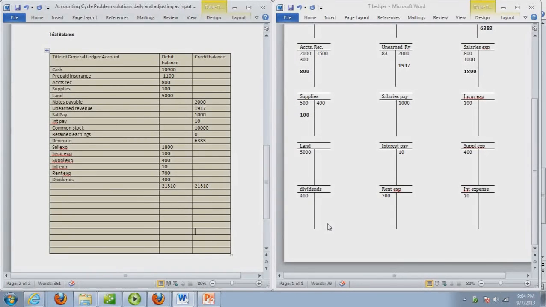So this is the end of this video clip. On the next clip, we will take the trial balance, prepare the statements, and then do the final closing entries at the end of the accounting period.